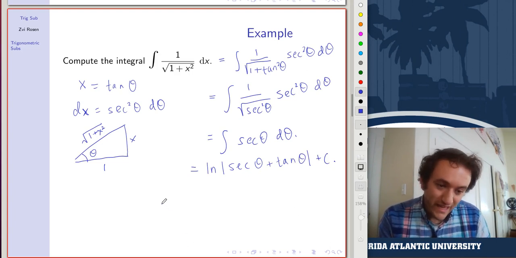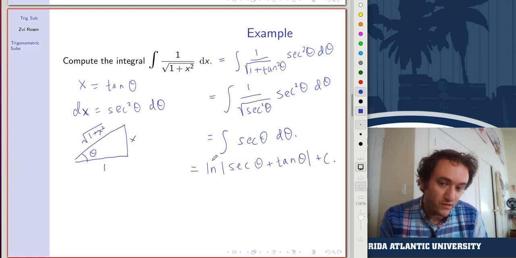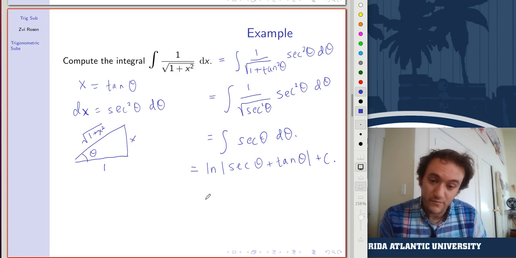Now, what do we do with this? Well, we want to get something in terms of x, because that's the variable we started with, but now we have this funny geometric expression in terms of theta. So what we do is we look at our triangle.